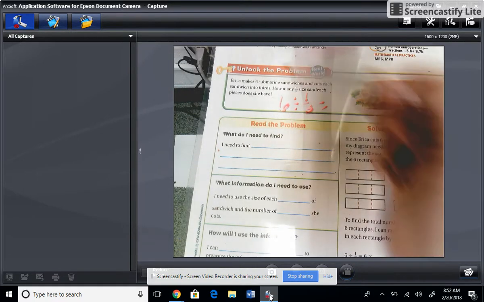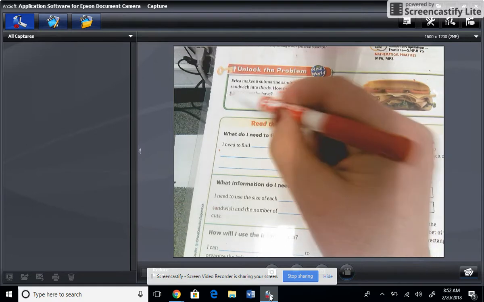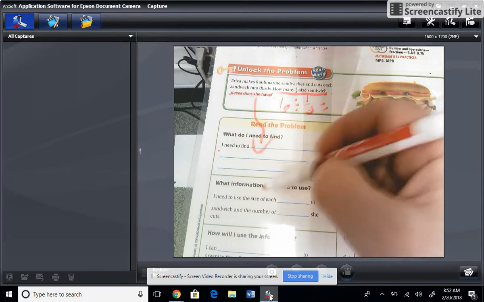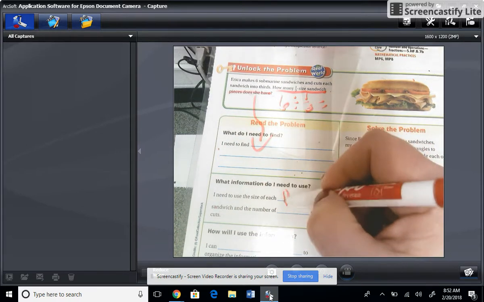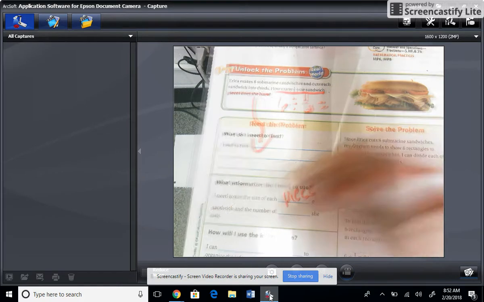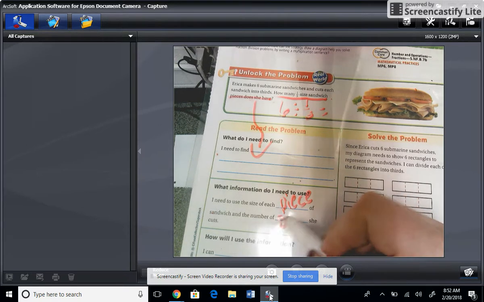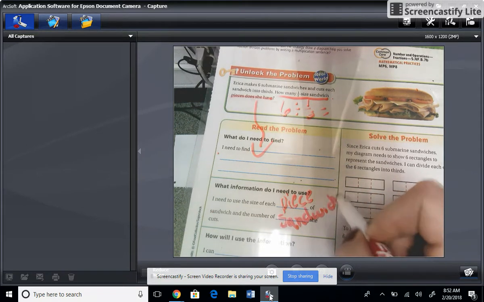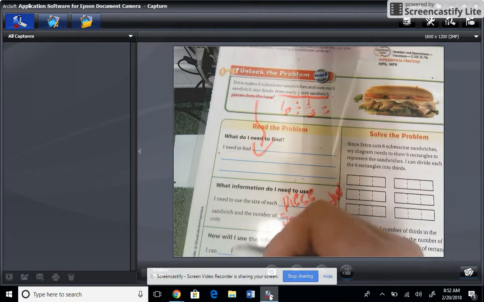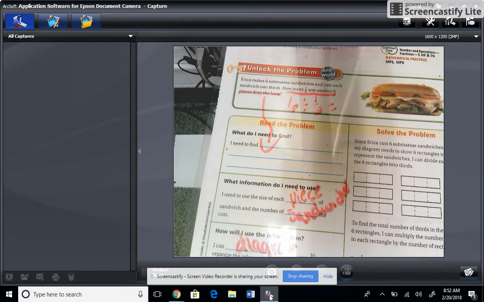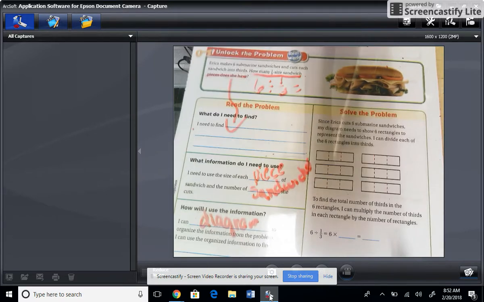Well, first of all, we got to figure out what we need to know. How many 1/3 sandwich pieces does she have? So that's what we want to figure out there. Then, I need to use the piece size of each piece of the sandwich and the number of sandwiches she cut, so how many sandwiches did she cut? Okay, I can draw a diagram to organize my pieces.